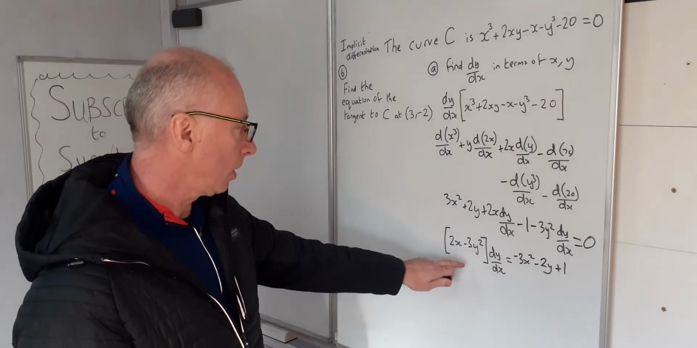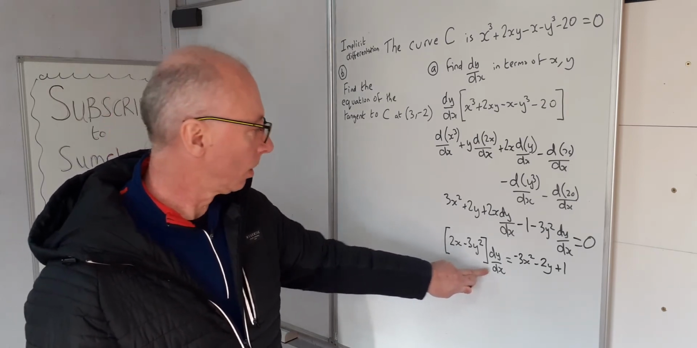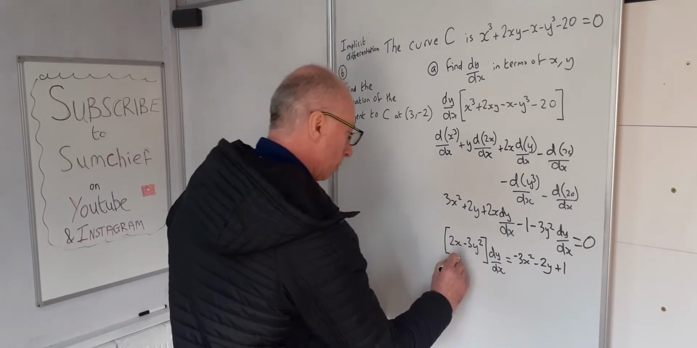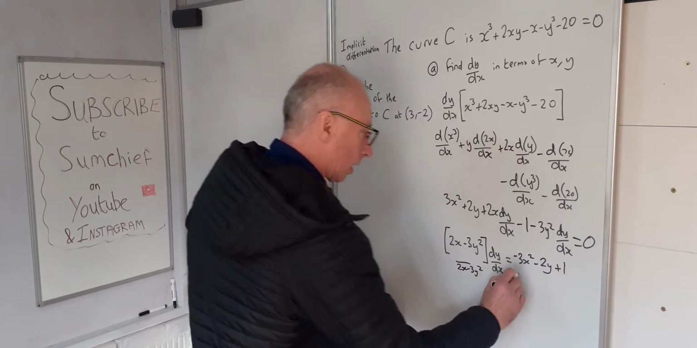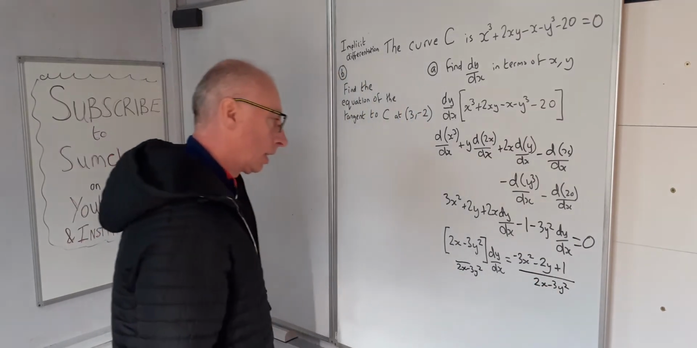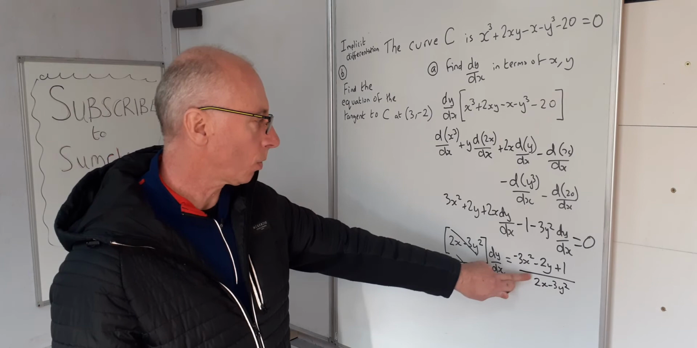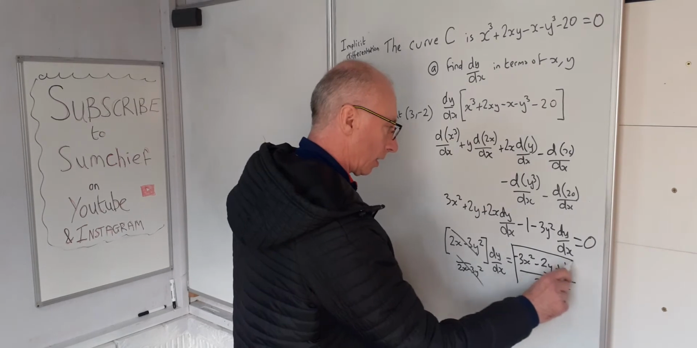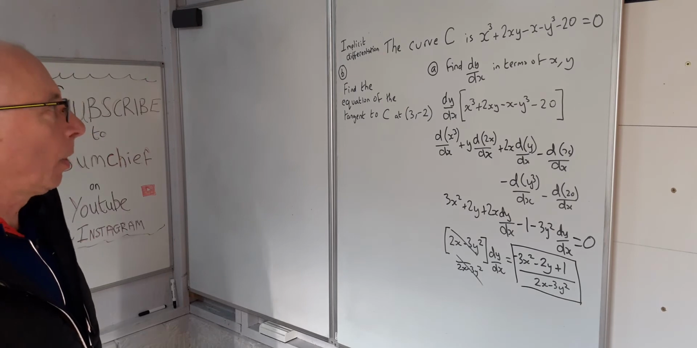Now, to get dy/dx on its own, we divide both sides by 2x minus 3y squared. This side cancels out, and we're left with dy/dx equals minus 3x squared minus 2y plus 1, over 2x minus 3y squared. So that is our answer for dy/dx. That's part A taken care of.